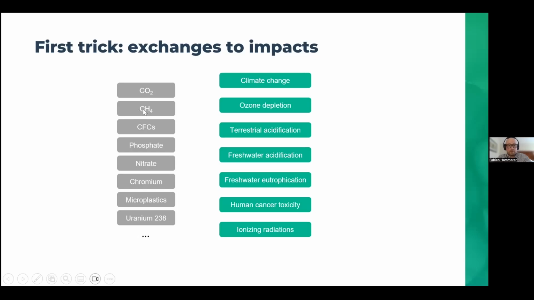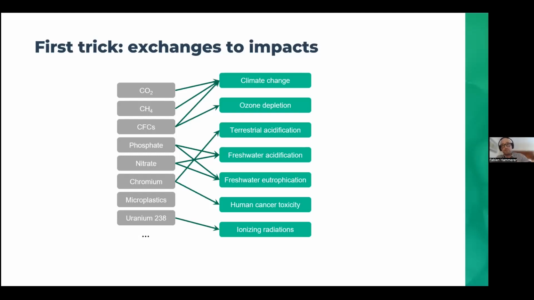We know methane does the same. We know CFCs do the same. And by CFCs, that's the chlorofluorocarbons, my bad, sorry, which not only cause climate change, but also ozone depletion. Phosphate and nitrate cause terrestrial acidification and eutrophication. Chromium causes cancer toxicity, and uranium causes ionizing radiation. So each of these substances, when they're released into the environment, will have a direct impact.